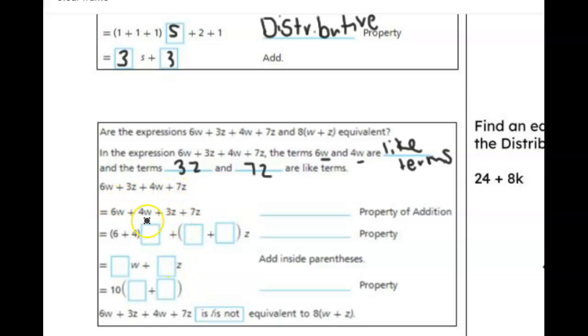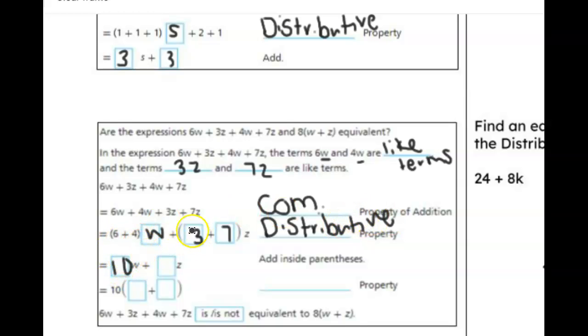So they're breaking this down for us. What they did is they put the w's next to each other and the z's next to each other. So that's changing the order, but changing the order does not change your outcome, whether it's adding or multiplication. What they did here is they took the w out, and then here they took the z out, so let's put the 3 and the 7. That is distributive property. So 6 plus 4 is 10. 3 plus 7 is 10. They took the 10 out and we're left with WZ. And that is distributive property again.